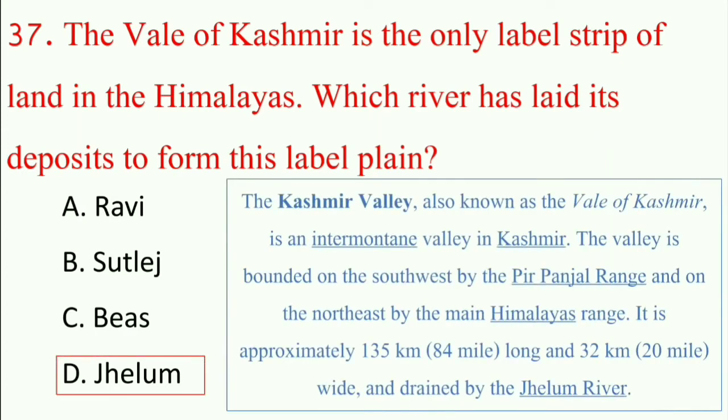Jhelum. The Kashmir Valley, also known as the Vale of Kashmir, is an intermountain valley in Kashmir. The valley is bounded on the southwest by the Pir Panjal range and on the northeast by the main Himalayan range. It is approximately 135 km long and 32 km wide and drained by the Jhelum River. So the correct answer is Jhelum.